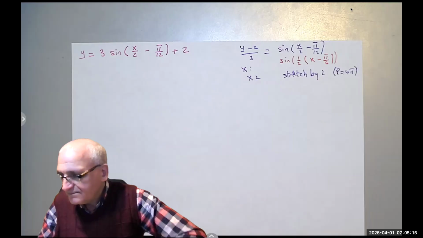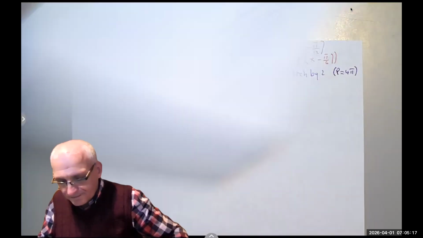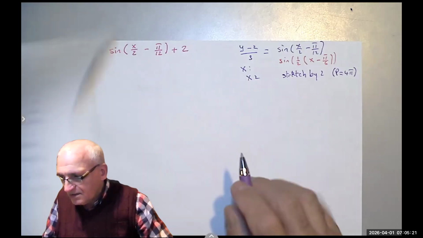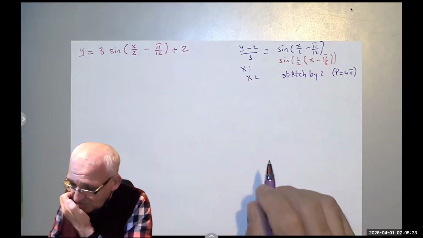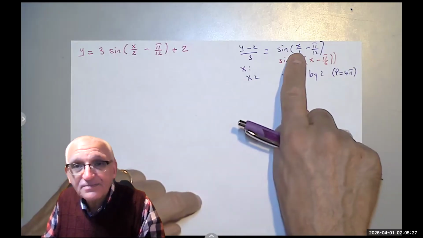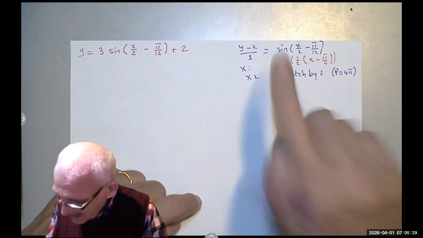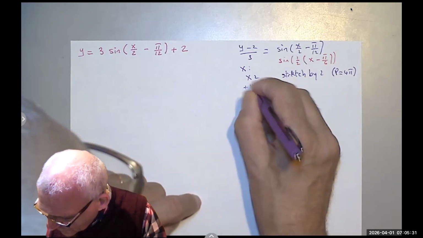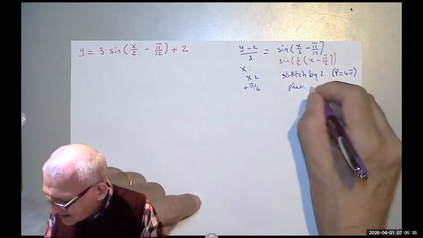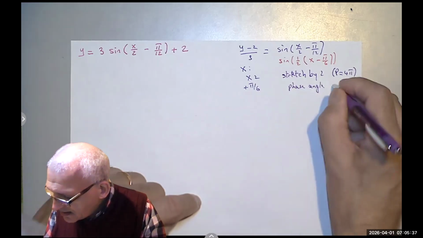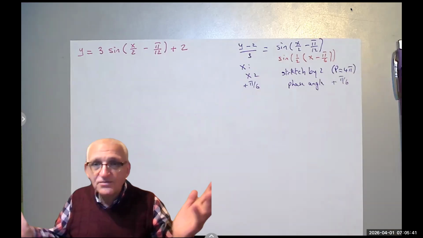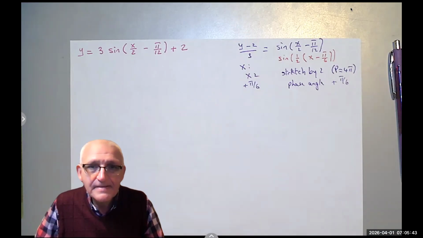Okay? Easy. The period was 2 pi. I'm going to stretch it to make it 4 pi. And then what do I do? Now I have x minus pi over 6. To make it x, I will add pi over 6, meaning have a phase angle of positive pi over 6. And I'm done with the x. See how easy it is.